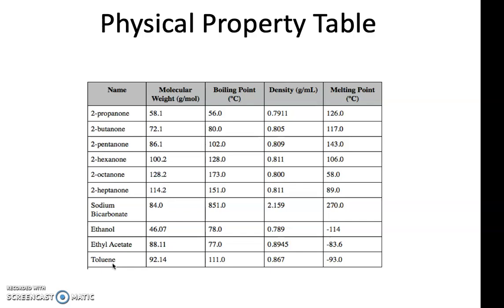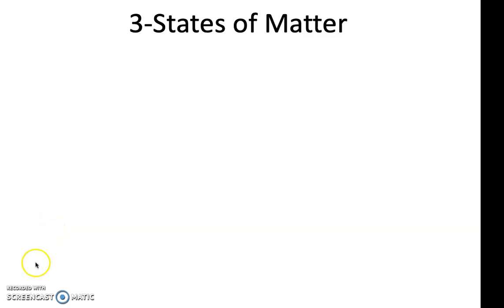Now here's a table of physical properties. Pause the video and check it out. You can see that these substances all have different boiling points in Celsius, different densities, and different melting points. So you can differentiate between these based on their melting point, boiling point, and densities. Pause the video and take a look at that table. And that's where we're stopping.